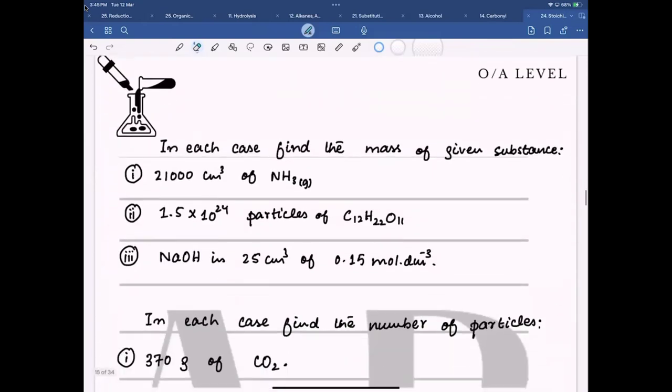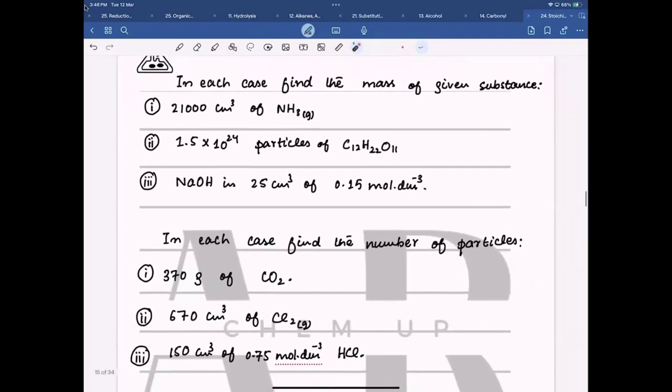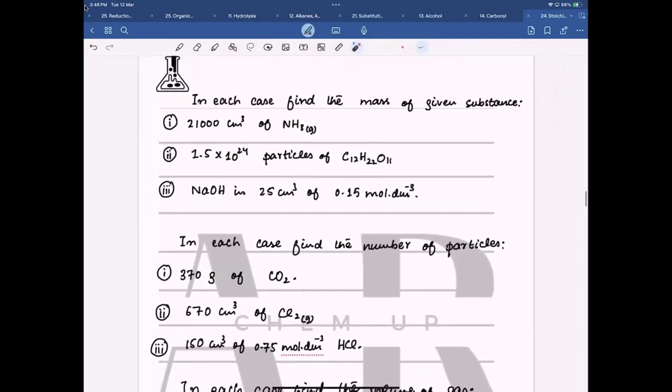Now, in this question, if you see, they have given you the volume and they are asking you the mass. So what you will do first is convert it into moles, and from moles, you will use the second expression and turn it into a mass. Is this understandable? Yes, sir. So try these questions quickly.